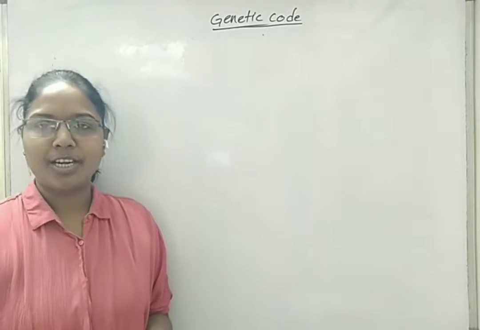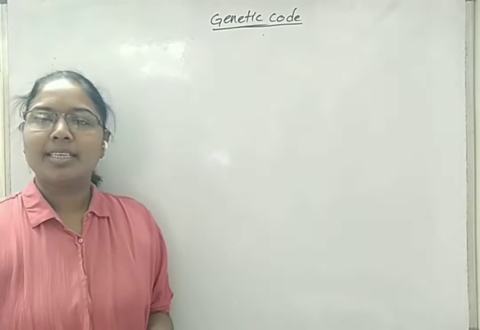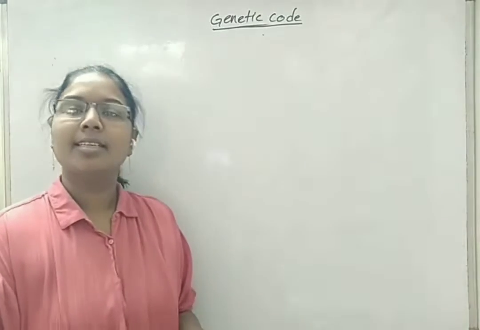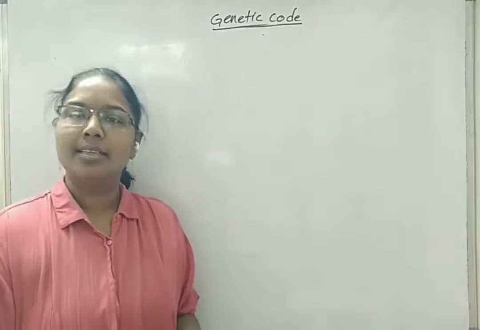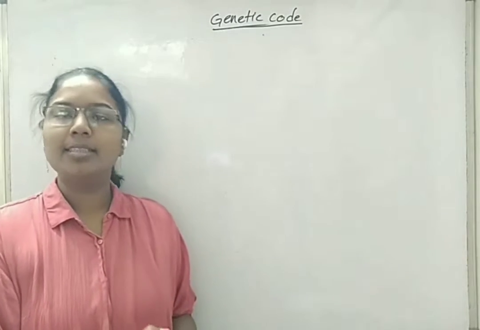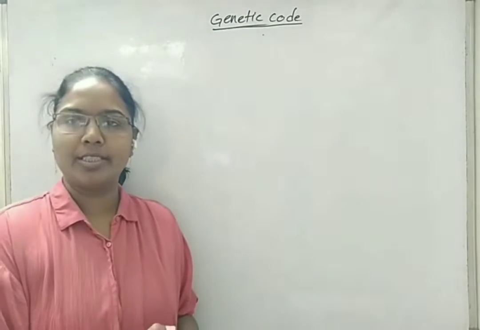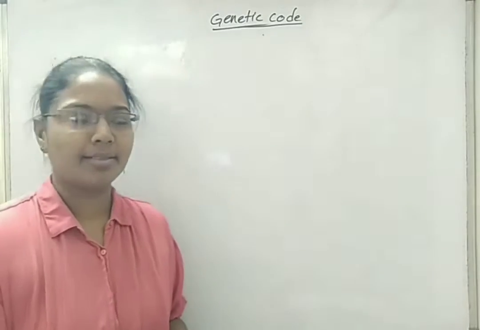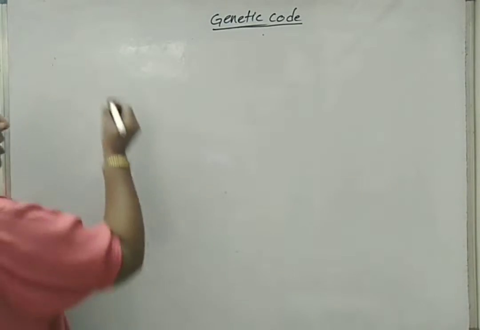Hello students, now we will start with a new topic, that is genetic code. Genetic code is defined as a set of rules that is used by living organisms to translate the genetic material, that is, the nucleic acids, into amino acids. We can write that in the form of a definition.